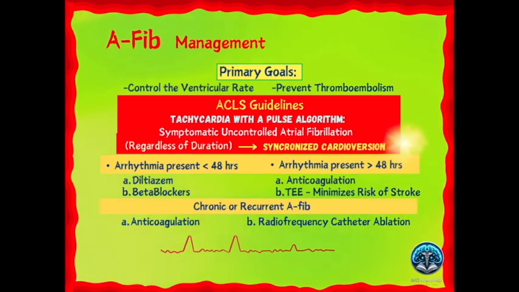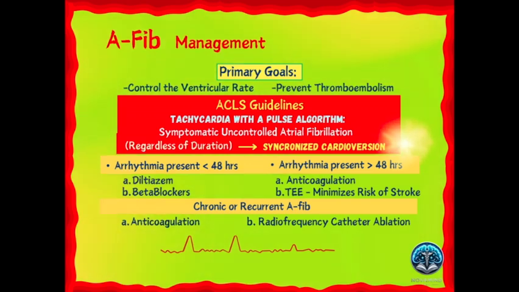If the arrhythmia has been present for less than 48 hours, it is generally safe to attempt rhythm conversion with amiodarone or with electrical synchronized cardioversion. For patients whose AFib has lasted longer than 48 hours, anticoagulation should be initiated and a transesophageal echocardiogram (TEE) is recommended to rule out the presence of atrial thrombi before attempting rhythm conversion. This approach minimizes the risk of stroke.